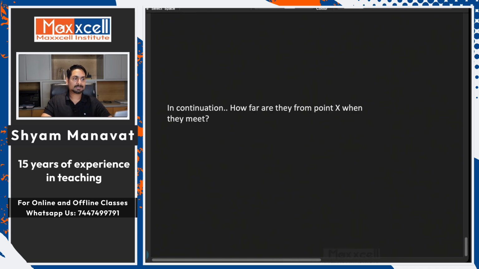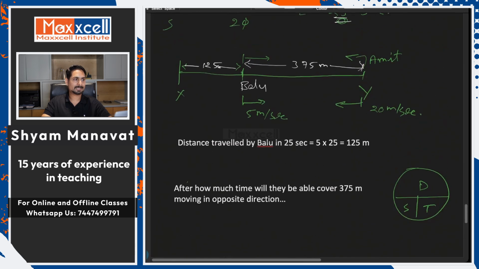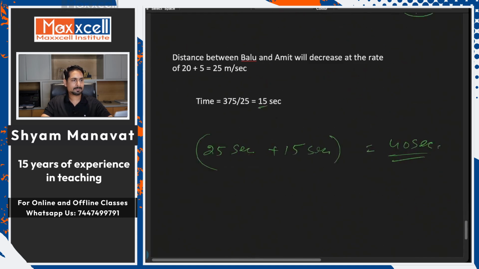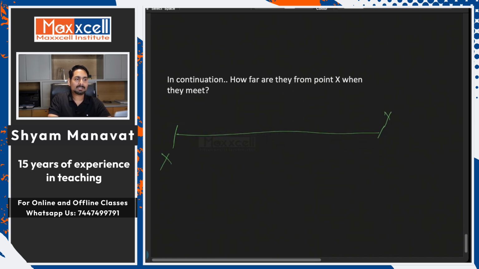Well, in continuation, how far are they from point X when they meet? Let me take this diagram for reference for you. Or even if you don't take, that's fine. Let me draw a new one for you. So they are meeting at what? This is point X, point Y. They are meeting after 40 seconds. That's what we have discussed in the previous question. They meet after 40 seconds.